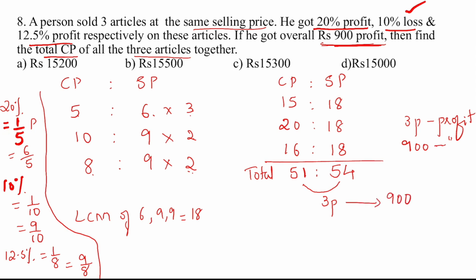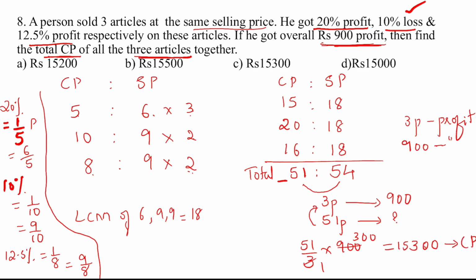Then they are asking us to find the cost price of all the 3 articles. So the cost price of all the 3 articles is how many parts? 51 parts. So if 3 parts is 900, then 51 parts is how much? So 51 divided by 3 into 900. So 3 1s are 3, 3 3s are 0 0, so 0 0, 3 1s are 3, 3 5s are 15. So the cost price of all the 3 articles is 15,300. So option C is the answer. If they had asked for the selling price, then you could have taken 54 parts. Okay.